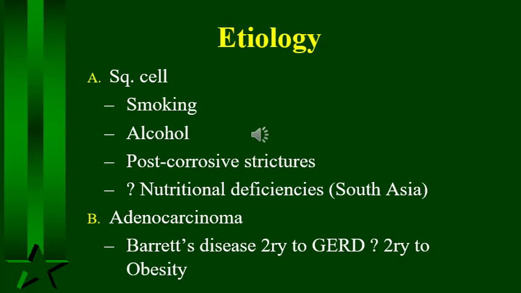Predisposing factors to adenocarcinoma are Barrett's esophagus and obesity. There is no familial predisposition in both types.